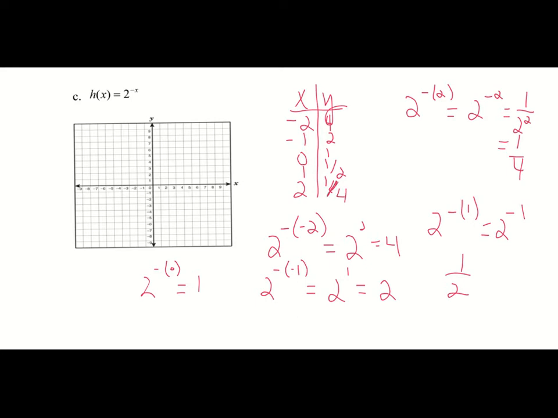All right, and we're going to go ahead and plot these points. So -2, 4 will be right here. -1, 2. And then we have 0, 1, 1, 1/2, which is right there, and 2, 1/4. And hopefully you're looking at this and thinking, wait a second, I just did this, because we did. 2 to the -x power is the same as that 1/2 to the x power. So they should look exactly the same for your graphs.